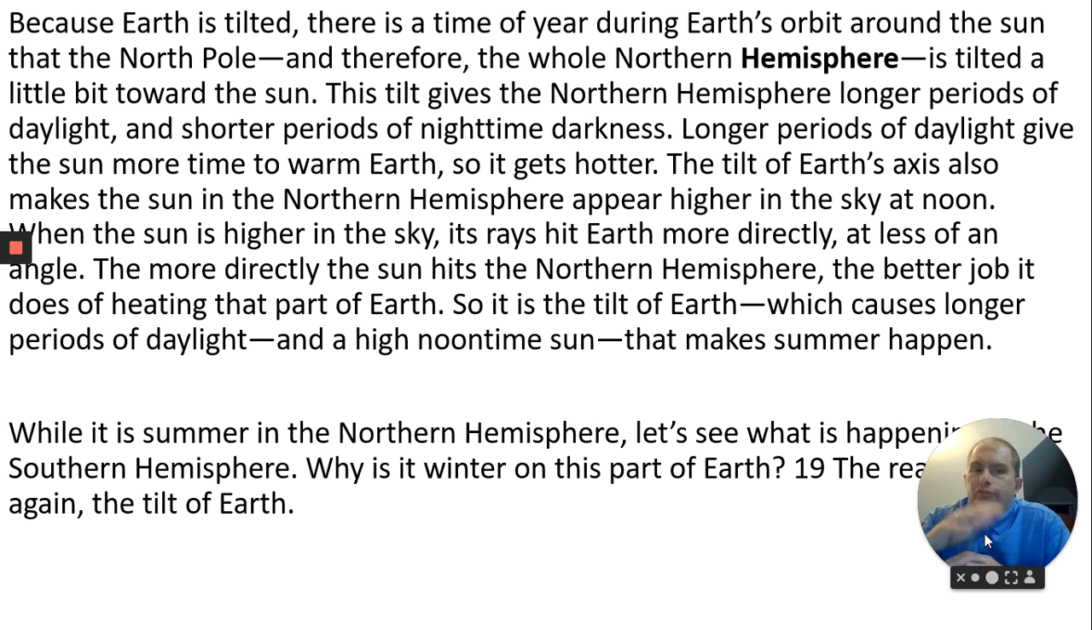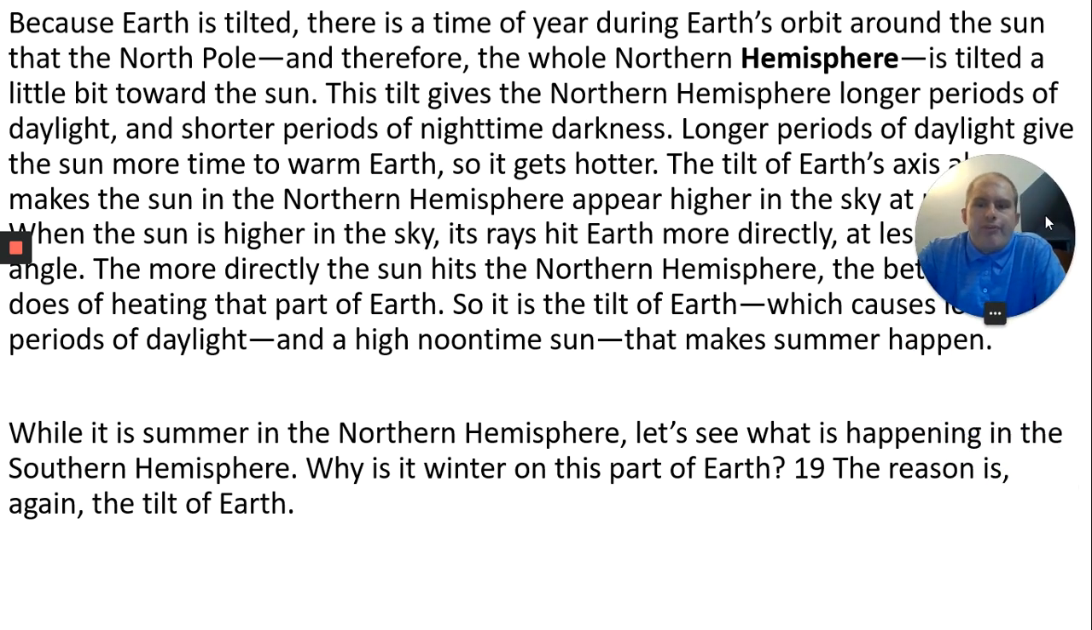So it is the tilt of the Earth which causes longer periods of daylight and a high noontime sun that makes summer happen. Well, it is the summer in the northern hemisphere. Let's see what's happening in the southern hemisphere. Why is it winter on this part of the Earth? The reason, again, is the tilt of the Earth.